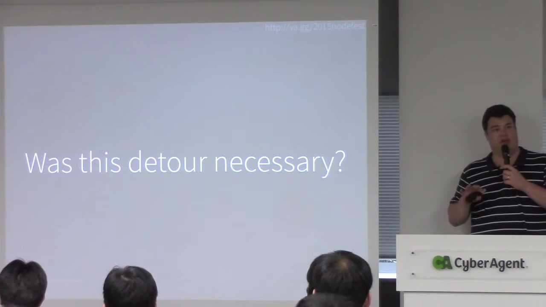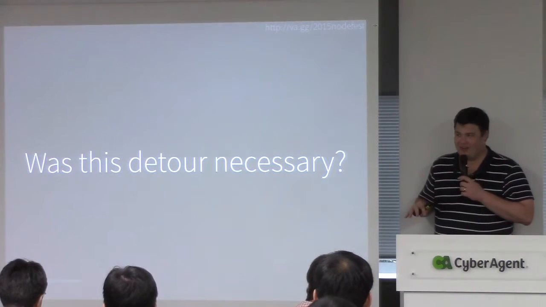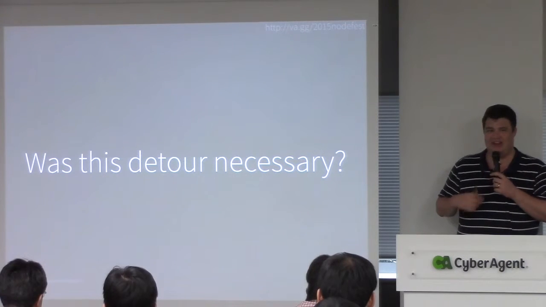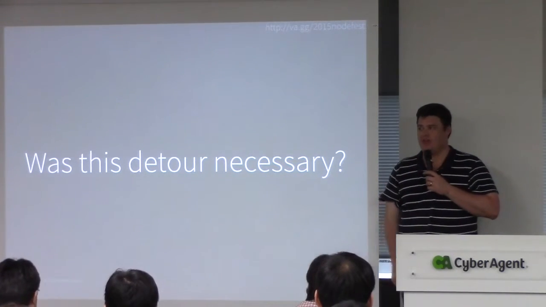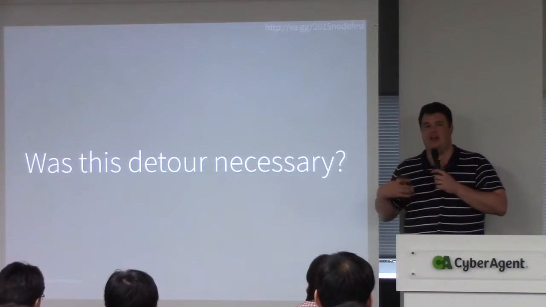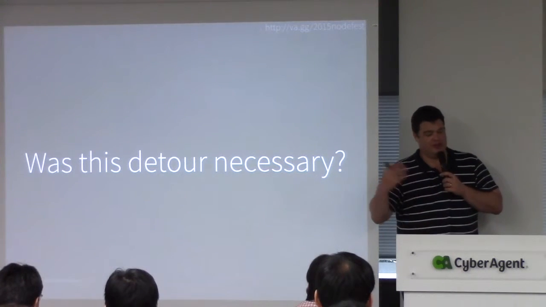So now I want to look at whether it was really necessary to do the IOJS detour. Was it really necessary to fork the community to create such confusion and there was a little bit of hurt. Was it necessary?